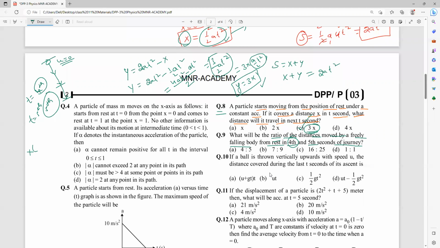So if I find the time at 4th second, what is the distance traveled? So x4. And if I find the distance traveled at 5 seconds, then if I do the ratio, that is what they're asking. So we know that at nth second, we can find the nth second distance by using one formula. Yesterday also I have taught you.